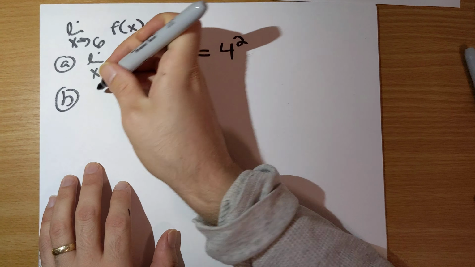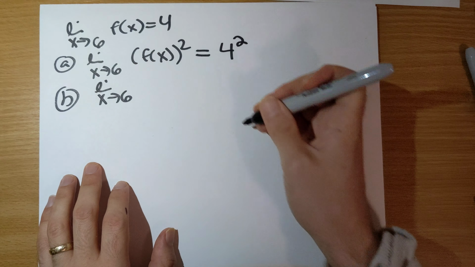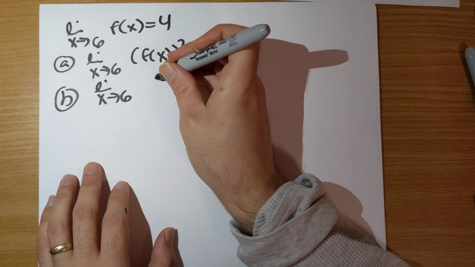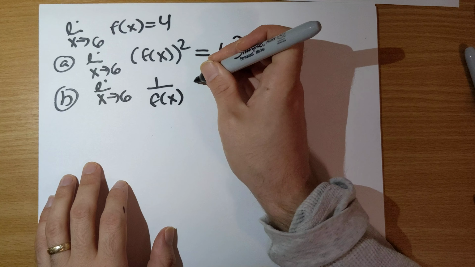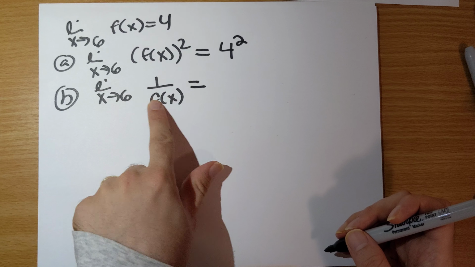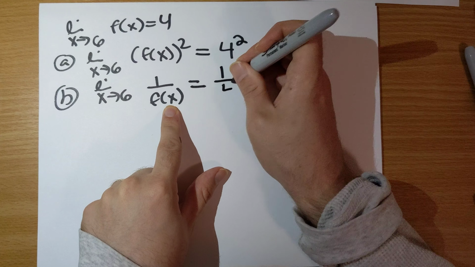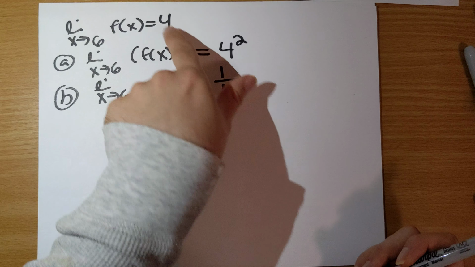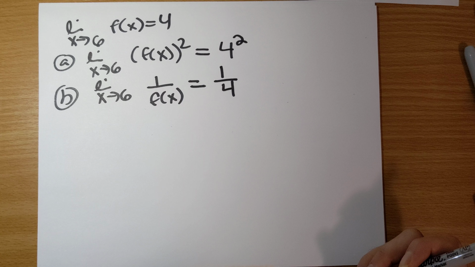For part B here, the limit as x goes to 6, we have a limit law about quotients, 1 over f of x here. And so assuming that the limit up here is not 0, our answer just ends up as 1 over the original limit.